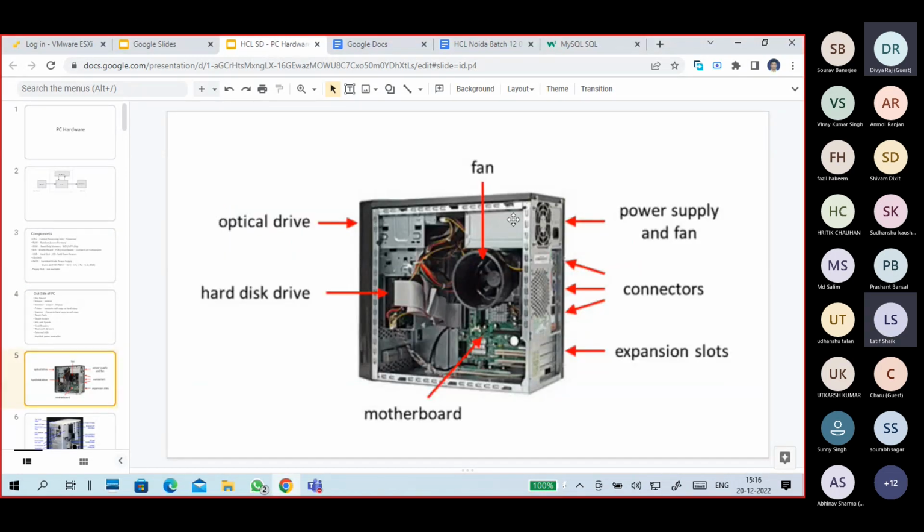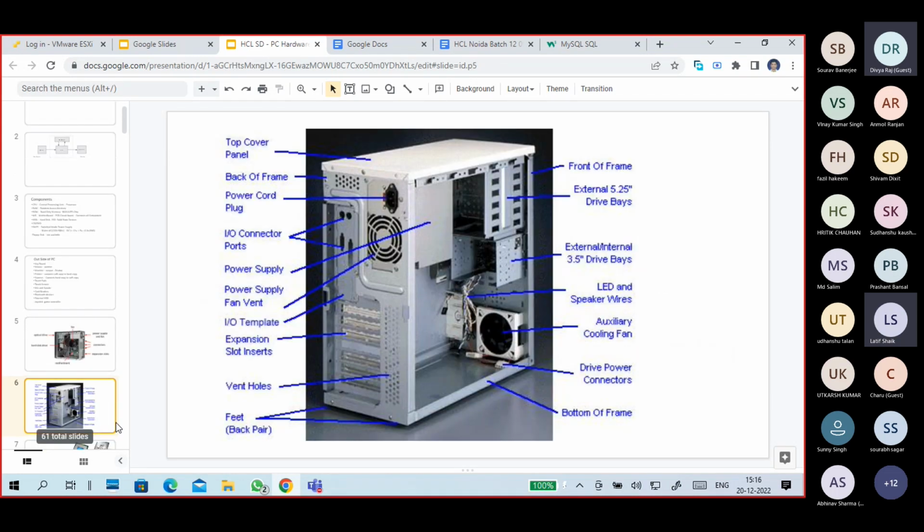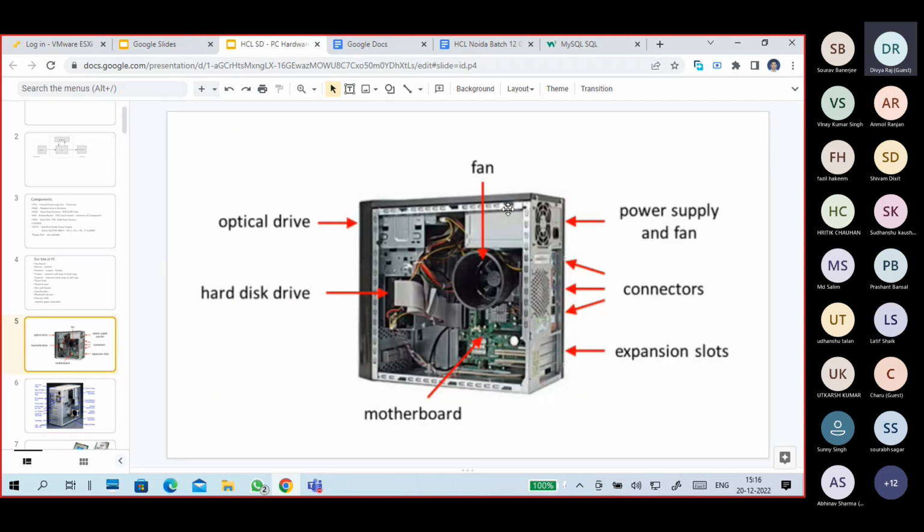This is a cabinet, guys. The total outer layer is called a cabinet. So it is a full empty cabinet. Of course, there is an SMPS inside, and there is a fan for cooling purposes. So remaining nothing is there inside this cabinet. The box we call a cabinet.